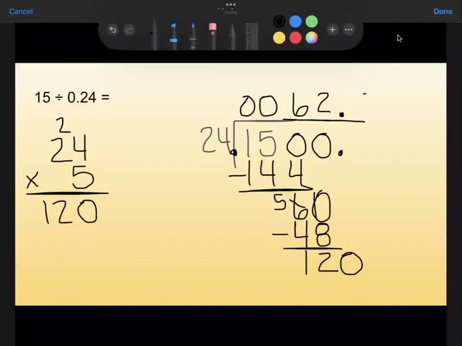That's perfect. I'll put 5 up here. I'll put 120 down here. When I subtract it, I get 0 left over. So now I am finished because there's no more numbers to bring down and I have a 0 remainder. The final answer for this one, after getting rid of these placeholding zeros, is going to be 62.5.